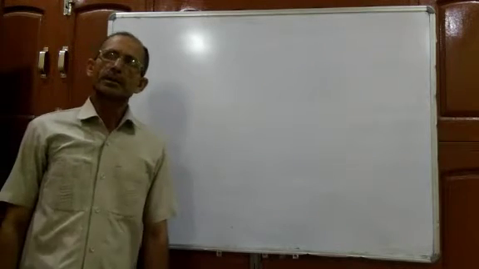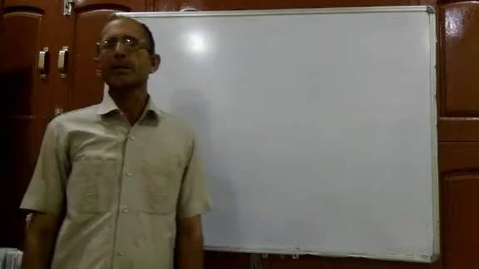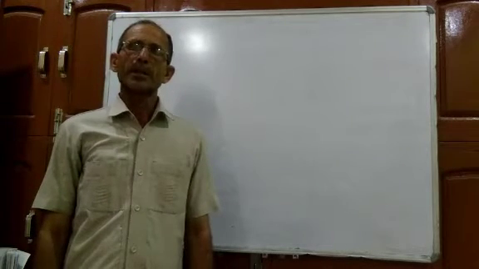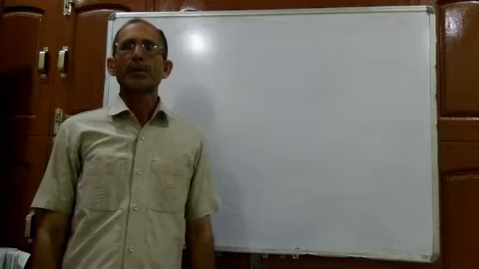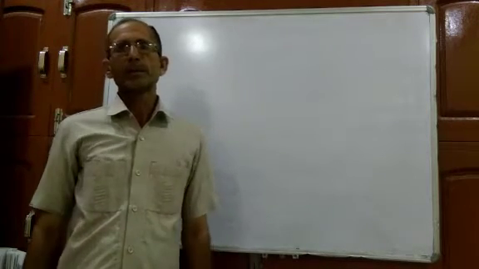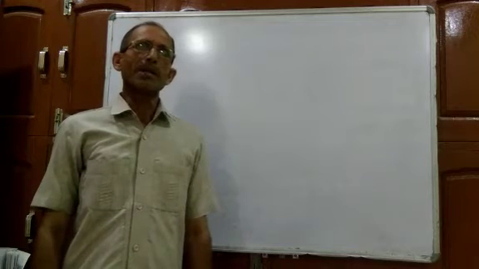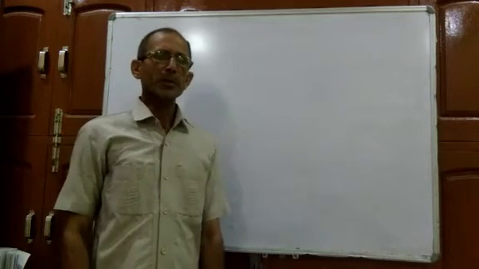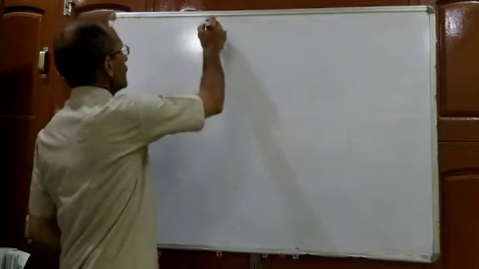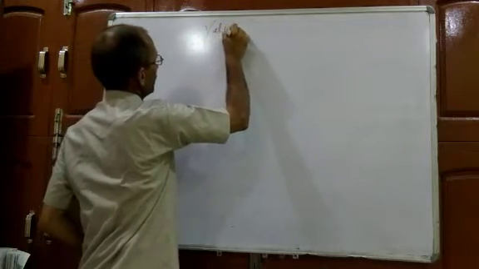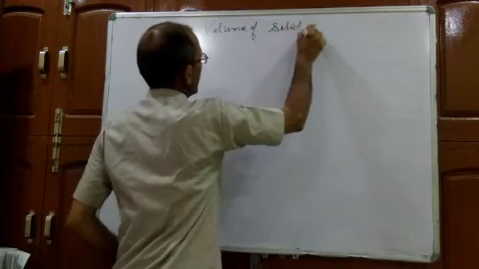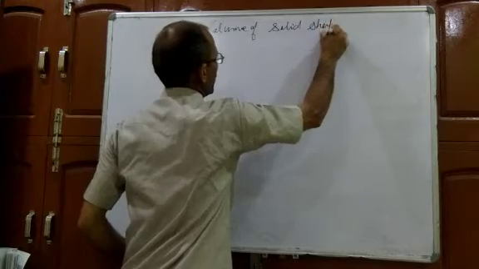Yes, friends. In the last discussion, we discussed the surface area of solid shapes: cube, cuboid, cylinder, cone, and sphere. Today, we will discuss volume. First, let us understand what volume is. Volume of solid shapes.